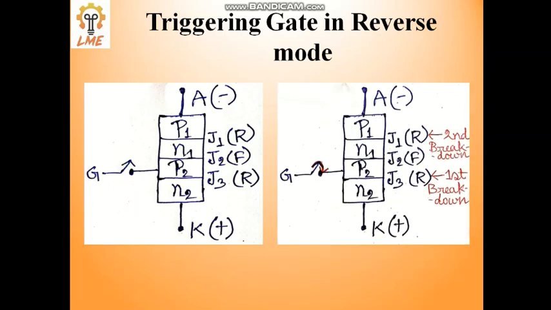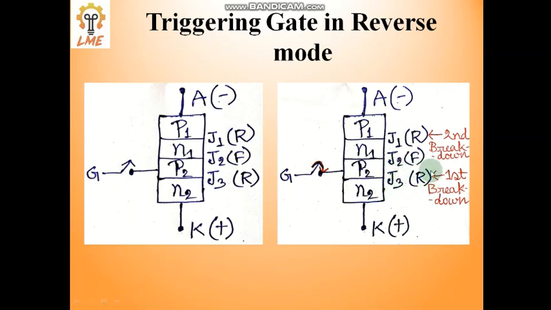Just pause your video and think for 1 or 2 minutes, then resume this video. Okay, so what will happen? When the gate terminal is connected, P1 and N1 are lightly doped. Lightly doped means the doping amount is less, so it requires more force to make it conductive. And P2 and N2 are highly doped.